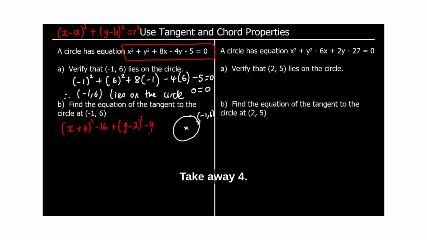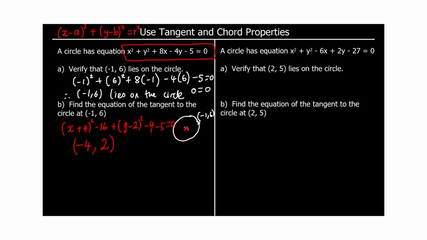Take away 4. And then we've got minus 5 equals 0. So I don't need to find out the radius. It is 25, so the radius is 5, but I don't need to work it out. I just need to know the center. So the center is, what makes the x bracket 0? Negative 4. What makes the y bracket 0? 2. So the center is at negative 4, 2. So that's this point here.